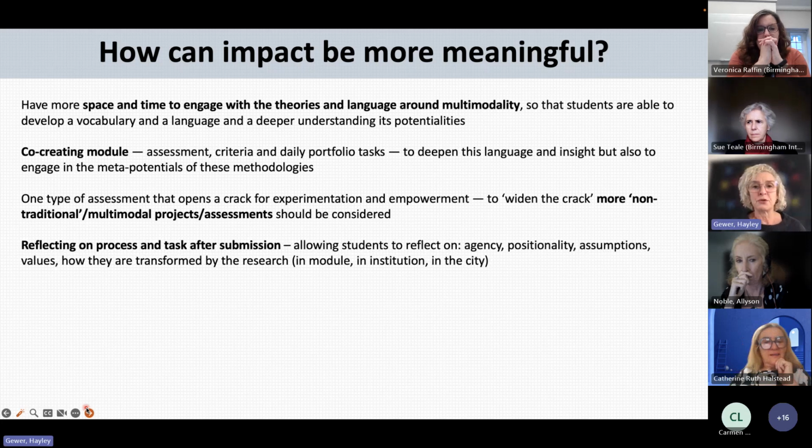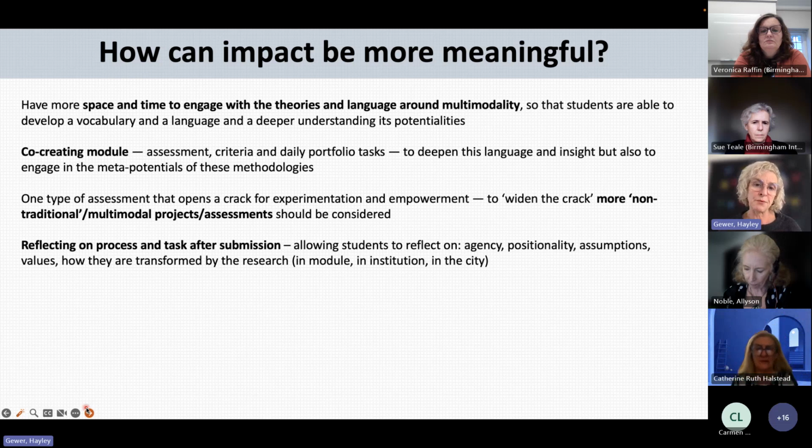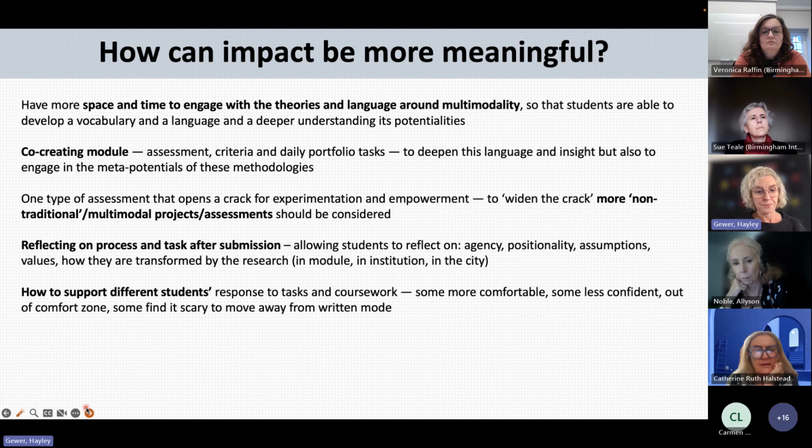It would also be useful to be able to reflect on the process and the task after submission. So once the students have submitted, most of them go on holiday, and there's no space for reflecting with students about what agency was built, what was their positionality, how did they understand their positionality in doing this type of task, what are the assumptions and values, and how were they transformed by doing this type of research, both in terms of the module, in terms of the institution, being a student in the university, but also about being an urban citizen in the city.